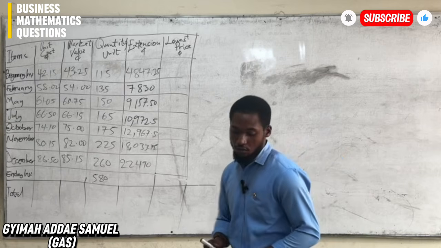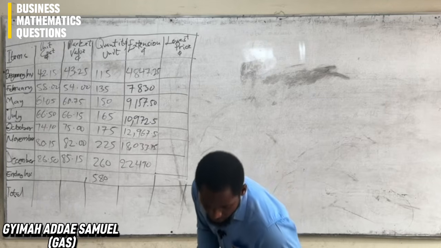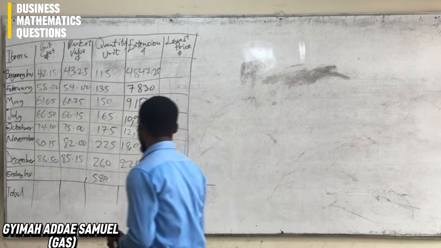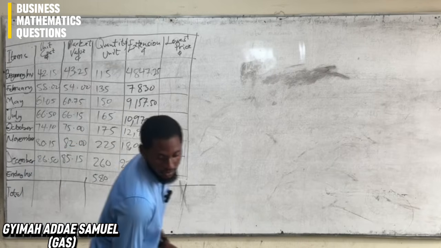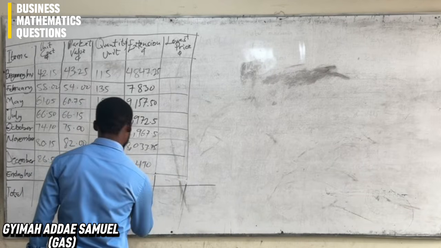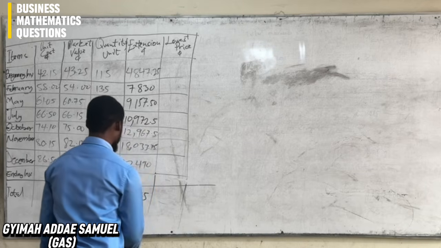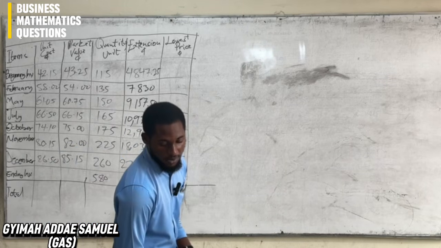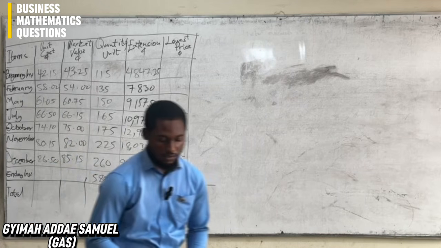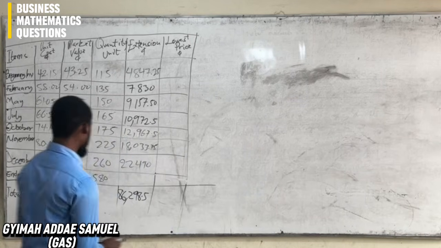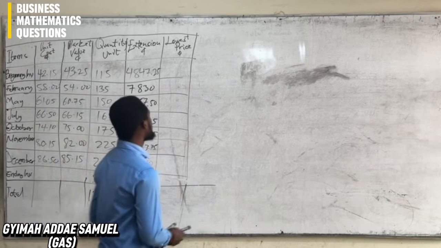After that you find its total. We get 86,298.5. But before that, let's find the total of the quantity unit, which is 1,225. Now we move on to the lowest price.